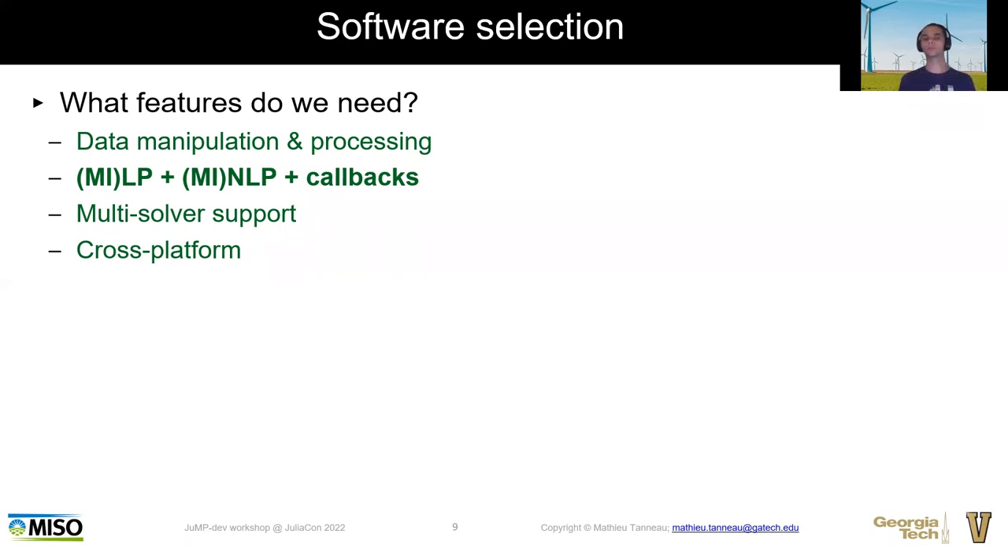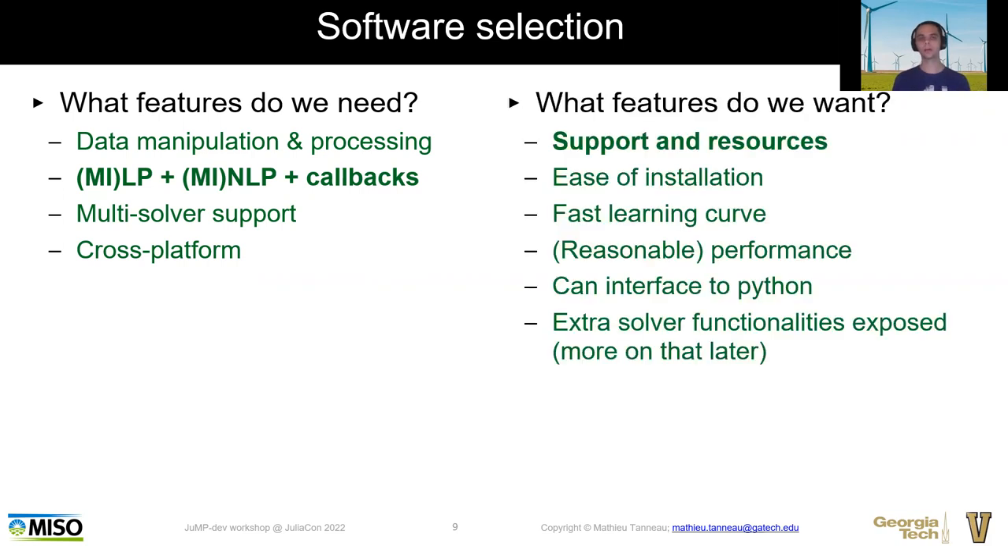And we knew that when doing that, we were going to have to use callbacks for some parts of it. We wanted to have a tool that could support multiple solvers so that we could switch without having to rewrite the whole code base, and something that was cross-platform. Any tool that did not satisfy all of those needs would be disqualified for us to be using within the project. And then we had features that we wanted to have, but again, if we didn't have those, we could have still been able to carry out the project.